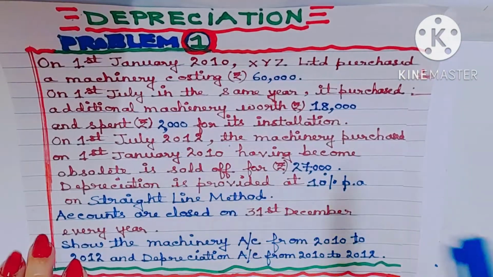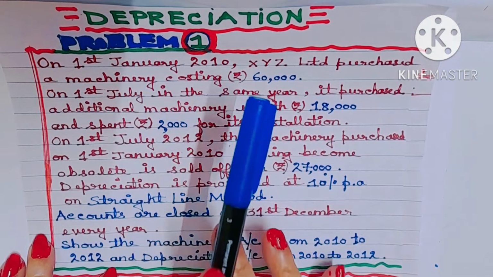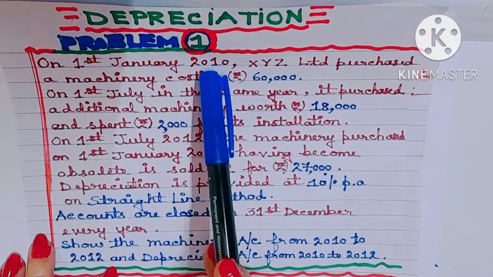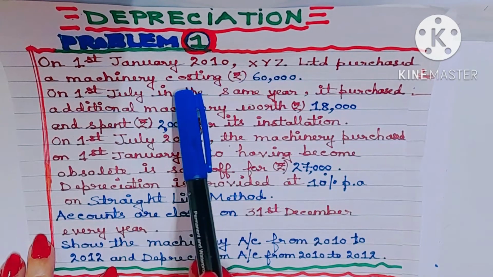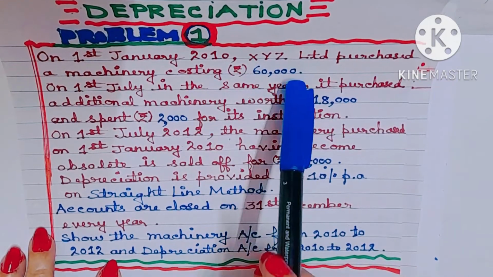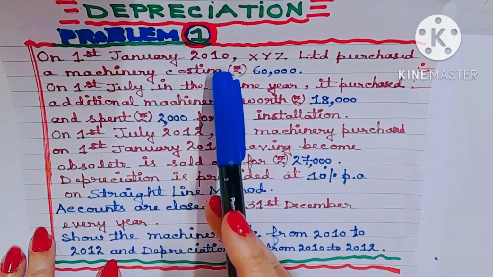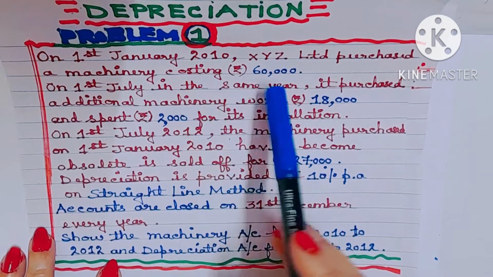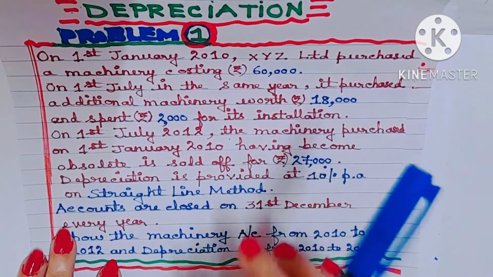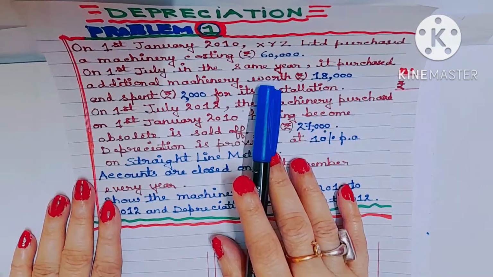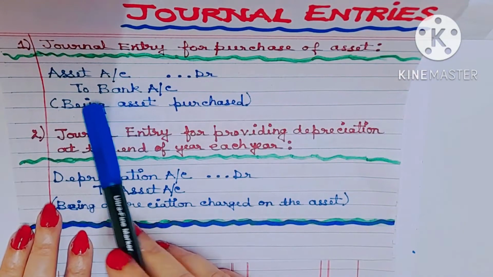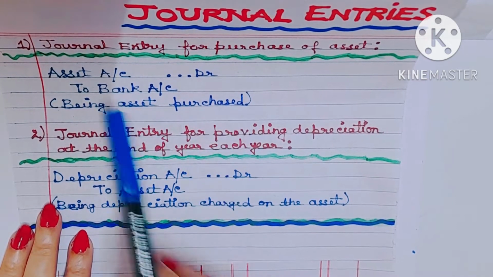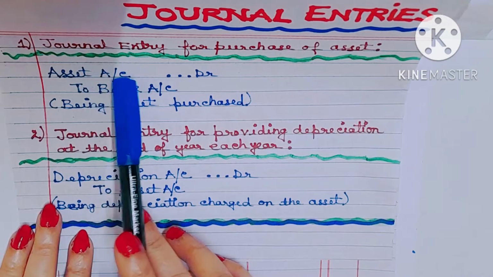Okay? Now, let's go through the problem step by step so that you can understand. On 1st January 2010, XYZ Limited purchased a machinery costing rupees 60,000. That means on 1st January 2010, XYZ Limited purchased a machinery whose cost is 60,000. So, what is the journal entry for purchasing an asset? Let me show you again. See, asset account to bank account being asset purchased. Here, asset account is machinery account.